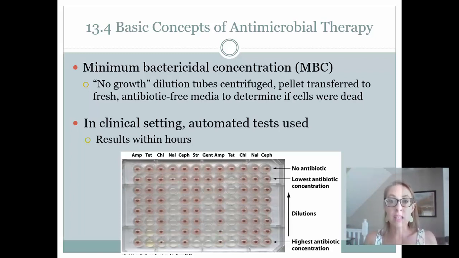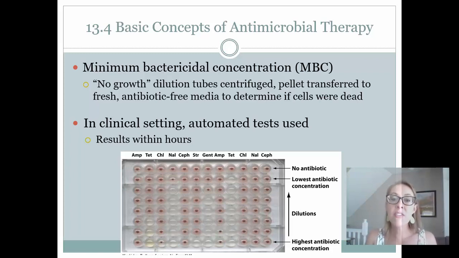Now, it might be living cells, it might be just dead debris, we don't know. But after we centrifuge and spin down those tubes, they will have a pellet at the bottom. It'll be a tiny little white spot where we can have our cells. Again, they may be living, they may be dead, we don't know. So what we do is we pour off the antibiotic-laced media, and then we take just that pellet that now has no antibiotic contacting it, and we transfer it to fresh media.